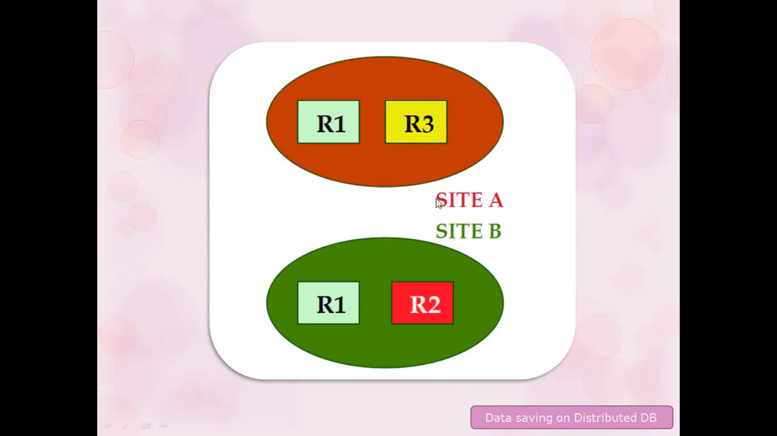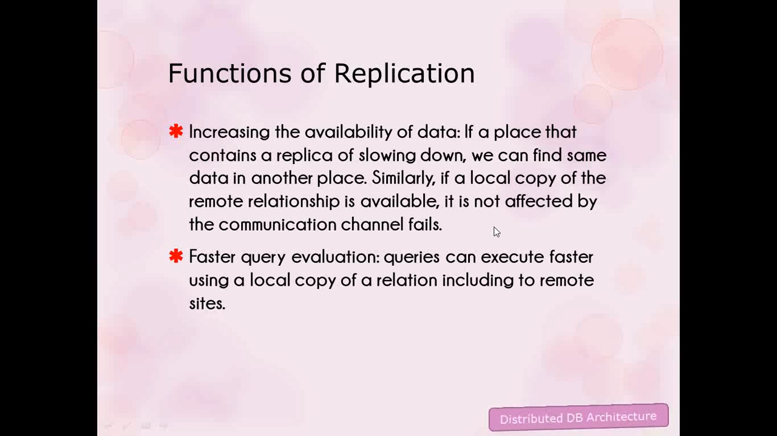The relation on side A is R1 and R3, and it can become a replica into the R2 table on side B, like that. The function of replication is that it increases the availability of data. If a place that contains a replica is slowing down, we can find the same data in another place. Similarly, if a local copy of the remote relation is available, it is not affected when the communication channel fails.